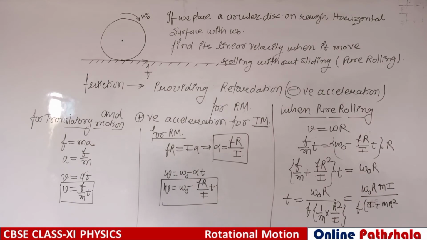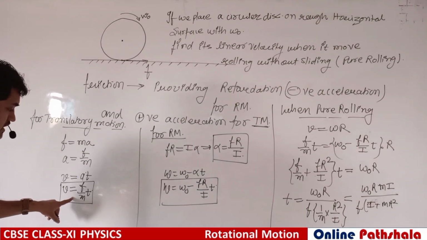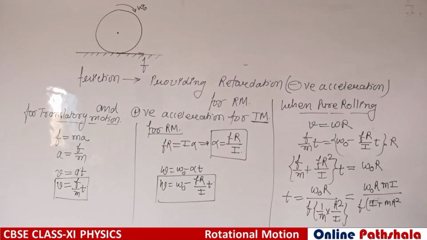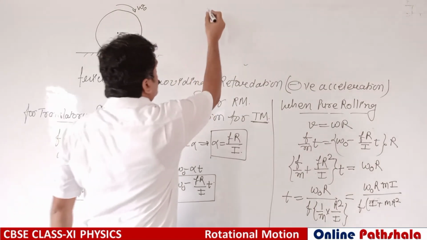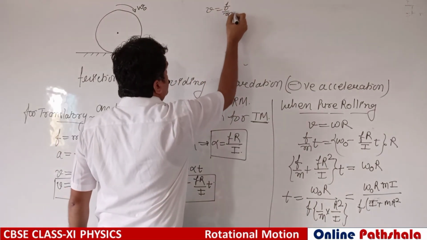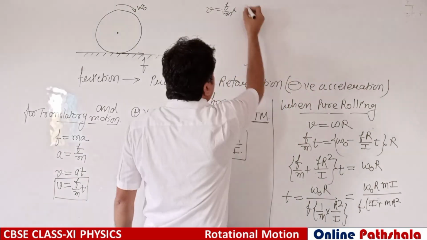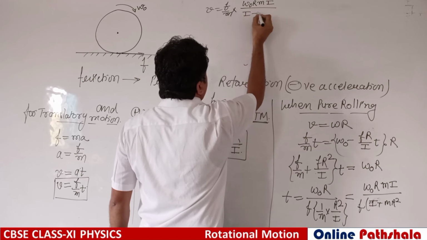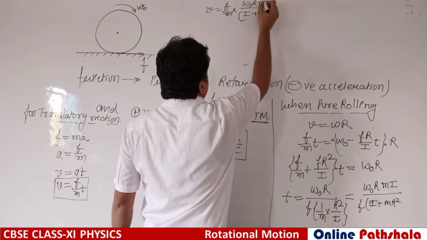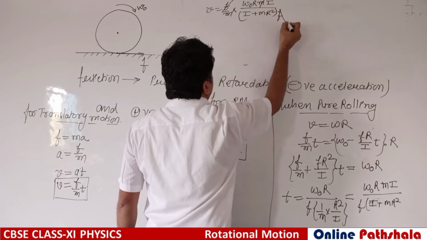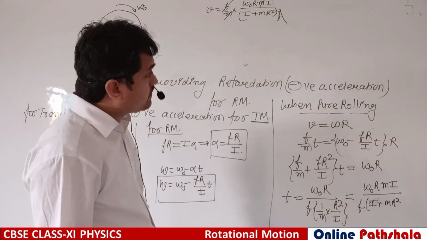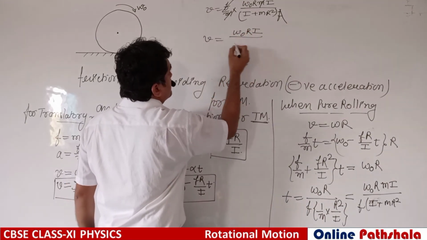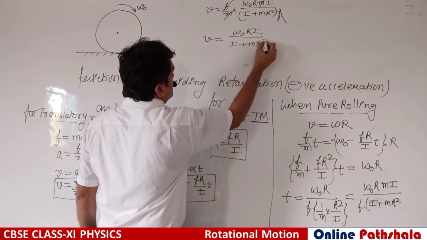Now we can find velocity by putting the value of t in this equation. So v is equal to F by m into t. What is t? This is the t: omega naught R into m into I divided by I plus m R square. So m will cancel out and F will also cancel out. So v is equal to omega naught R I divided by I plus m R square.